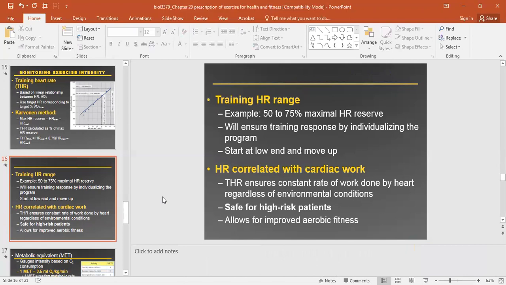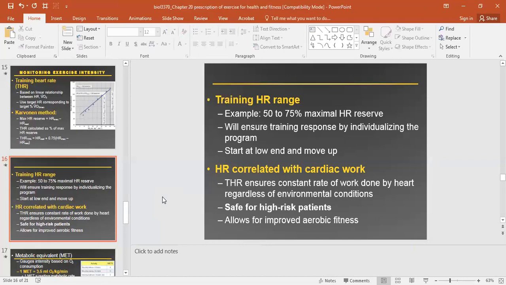So typically, for example, I just gave you an example on the previous slide, we'll work between 50 and 75% of max heart rate reserve. And that will ensure that somebody's responding to their individualized program. But we'll start at the low end, so it's not too highly intense, so that we can work up gradually.